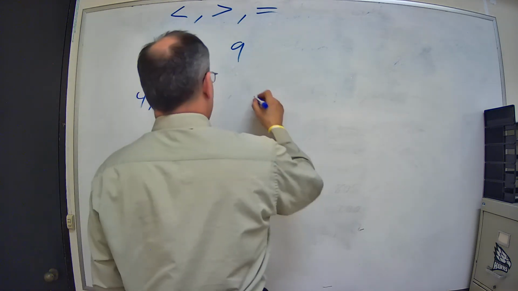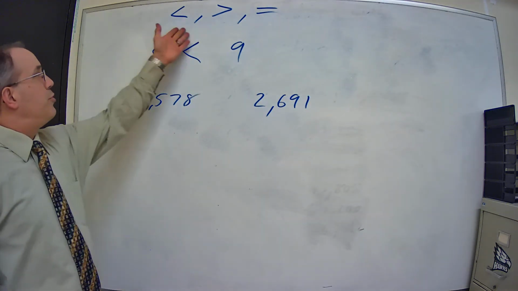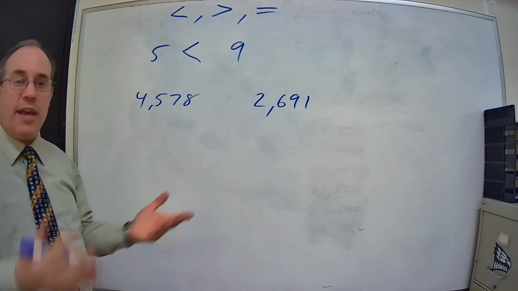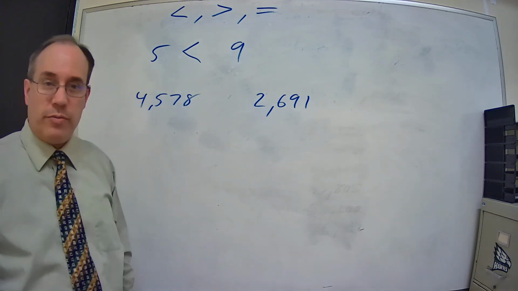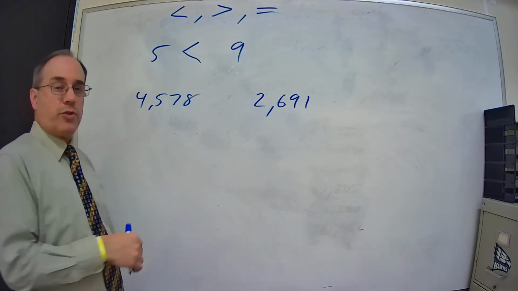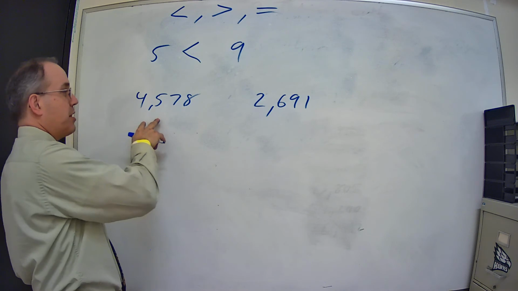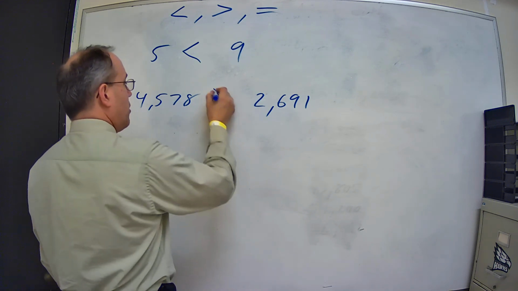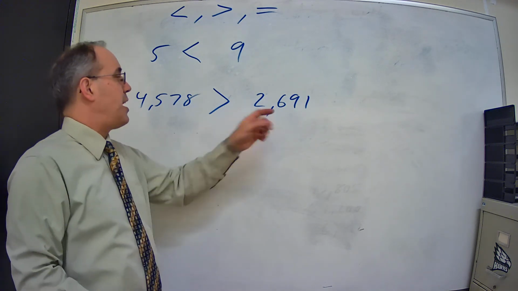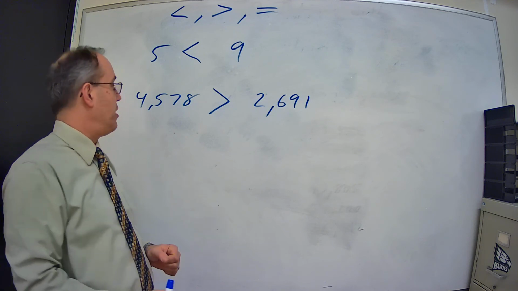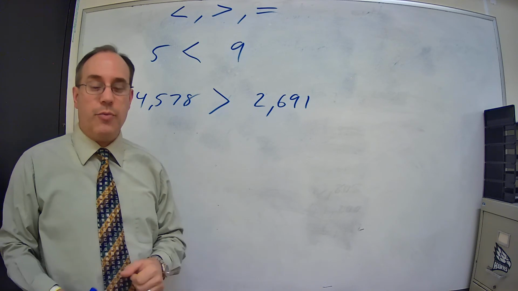4,578 and 2,691. Use one of these order relations to make a true statement. Well, they're obviously not the same, so we got rid of equals. Which one's bigger, which one's smaller? 4,000 is bigger than 2,000, right? So this number is obviously the bigger number, so the larger side is going to be on the side of 4,578. The smaller side is going to be on the side of 2,691. 4,578 is greater than 2,691.